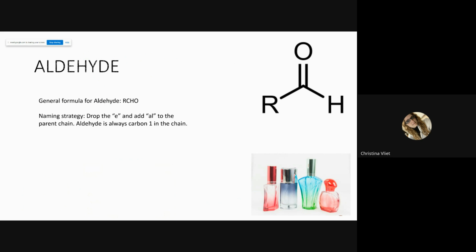Aldehyde. So aldehyde is one of your functional groups that's smelly. That's why it's used in perfume. There's different functional groups used in perfume. Aldehyde is usually one of them. All right, so I'm giving you an example aldehyde. What formula am I writing for it?